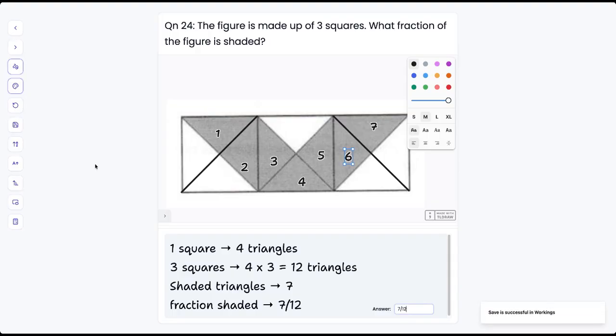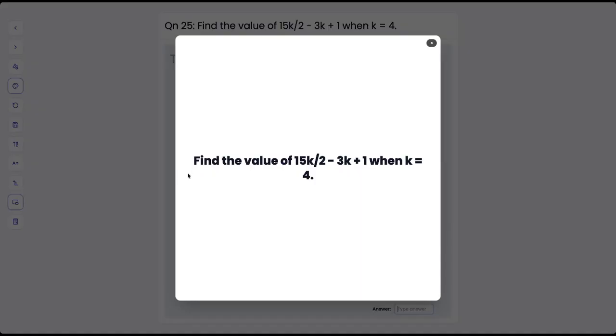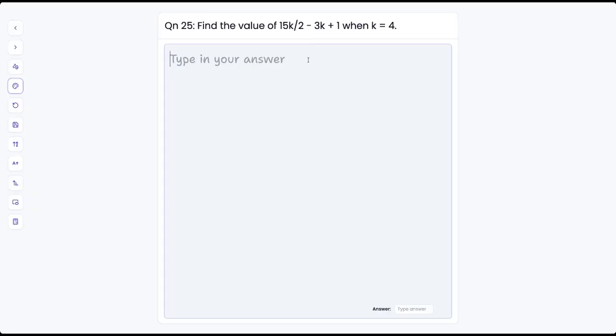Okay, let's move on to the next question. Question 25. Find the value of 15k over 2 minus 3k plus 1 when k is equal to 4. So in terms of fractions, we have 15k over 2, minus 3k, plus 1. When k is 4, 15k over 2 is the same as 15k divided by 2. Now we just swap the k with 4.